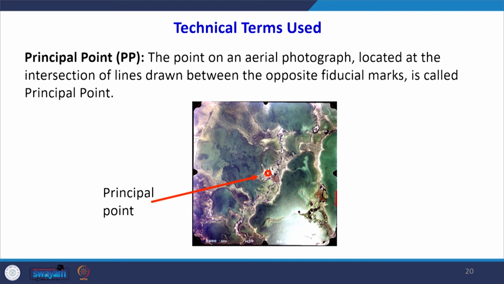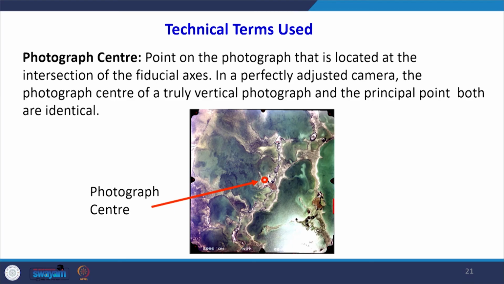This principal point is very important because a very large number of measurements we carry out with respect to the principal point. So, our first job whenever we are dealing with the aerial photograph is to find out the location of the principal point by joining the opposite fiducial marks and the intersection of that. Then, in case it is a vertical photograph, the photographic center, the geometrical center of the photograph and the principal point will be exactly the same.